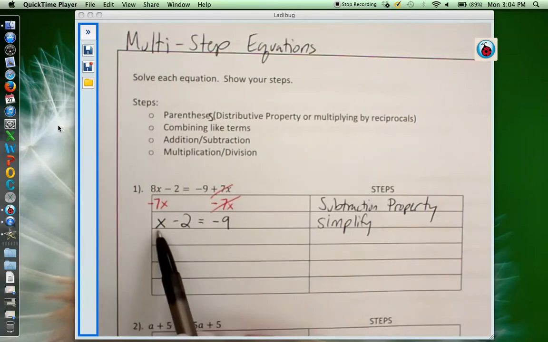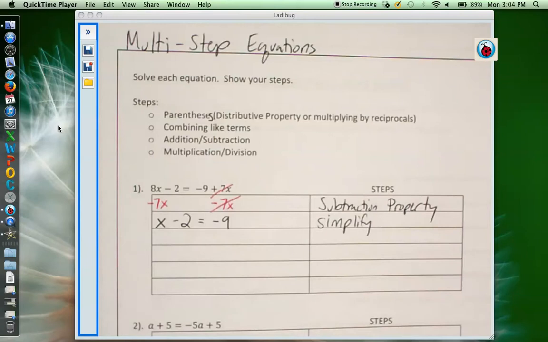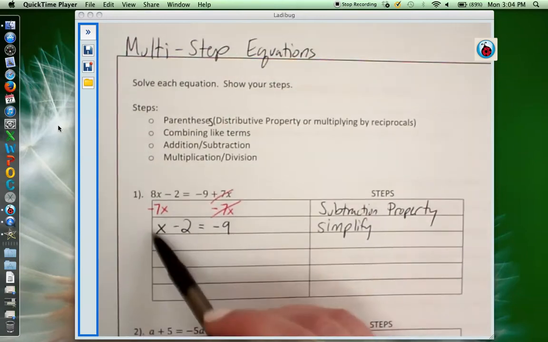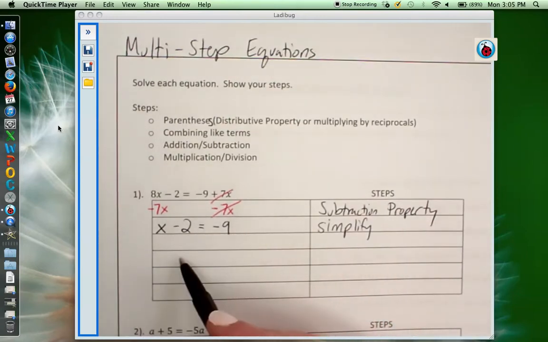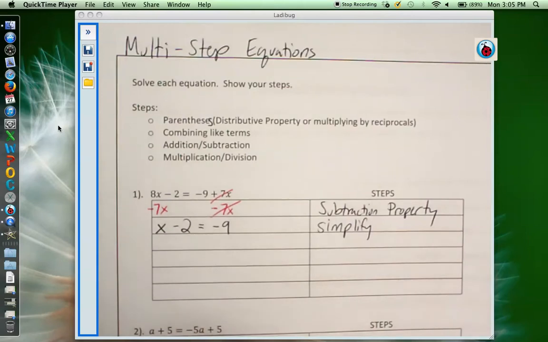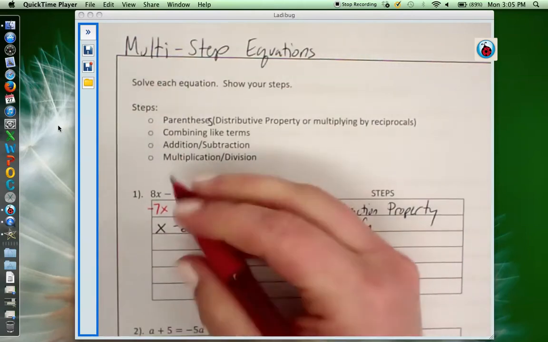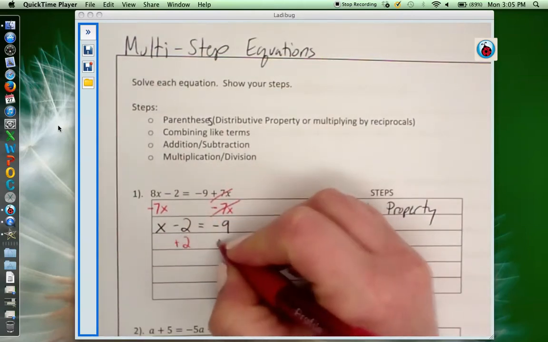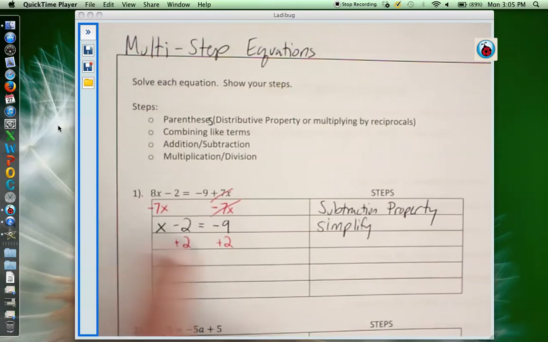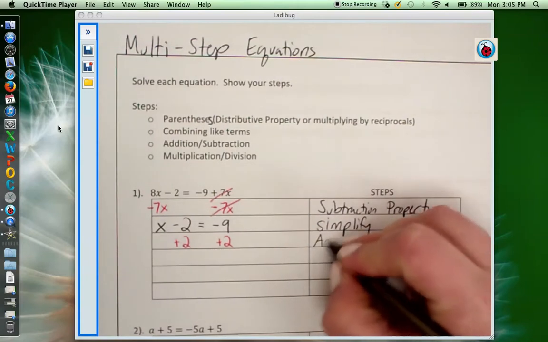All right, x minus 2 equals -9. This looks much easier than what we had before. I still want to get x by itself. I can do that by canceling this -2. I'll cancel that by adding 2 to both sides. Plus 2, plus 2 on both sides of the equal sign. The step that we just did was the addition property.